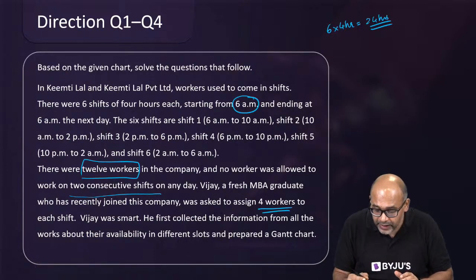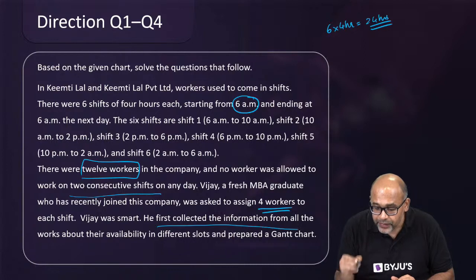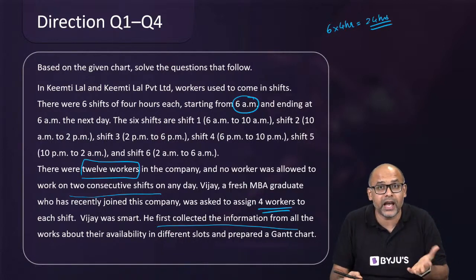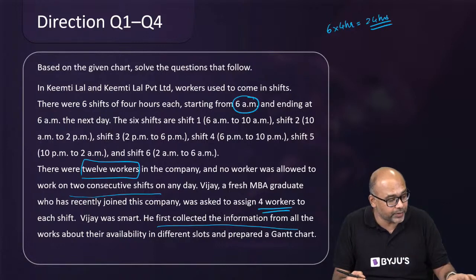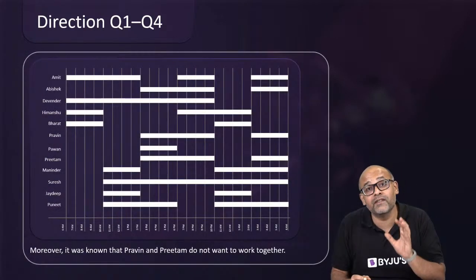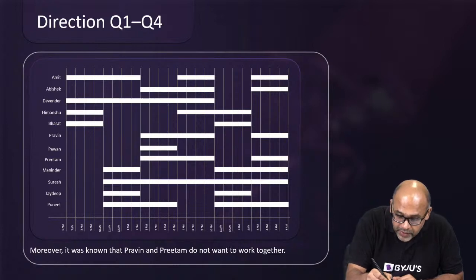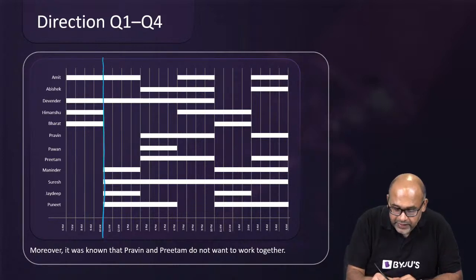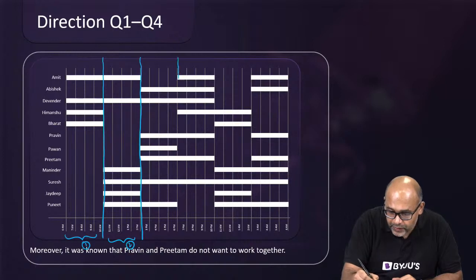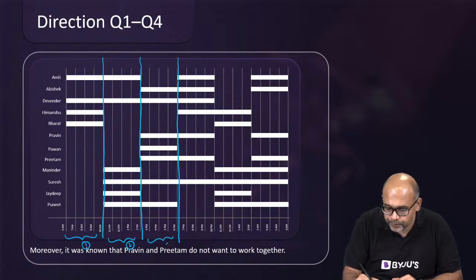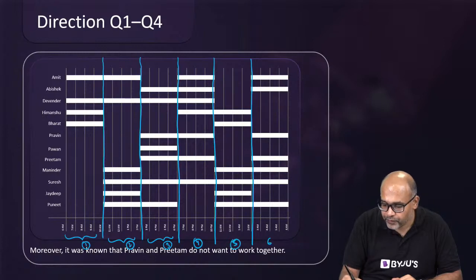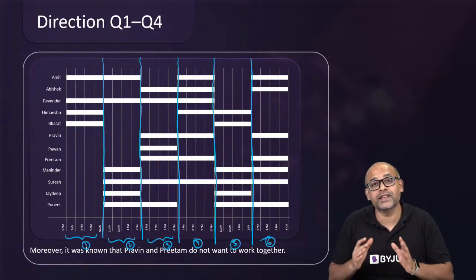On top of that, so basically he took the information from people and their availability, and based on that he prepared the chart. So the Gantt chart that we have is the availability of people. So the way to understand this is, look, this is your first shift, this vertical line, this is your shift number 1. This is your shift number 2. This is your shift number 3, 4, 5 and 6. These are the 6 shifts.